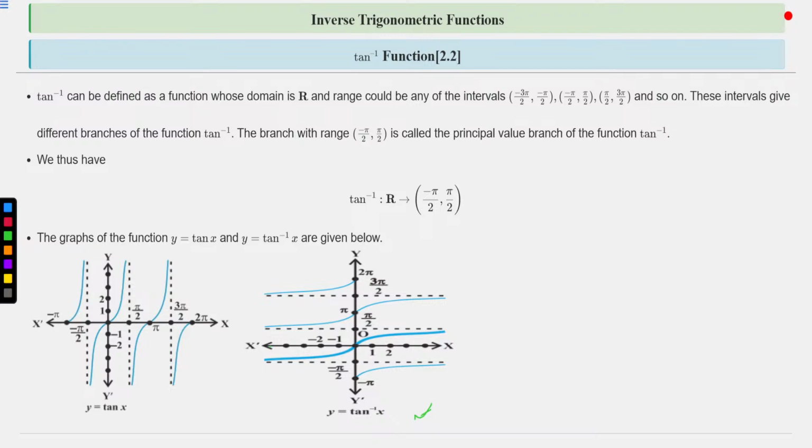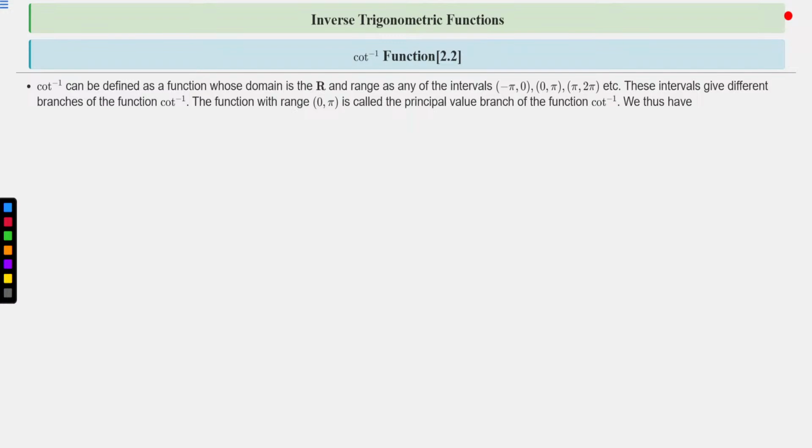So let us move to the next slide. Again, cot inverse x. Cot inverse x can be defined as a function whose domain is all real values and the range as any of the intervals: minus pi to 0, 0 to pi, pi to 2 pi, etc. In any of these ranges, the function cot inverse will become both one-one and onto. These intervals give different branches of the function cot inverse.